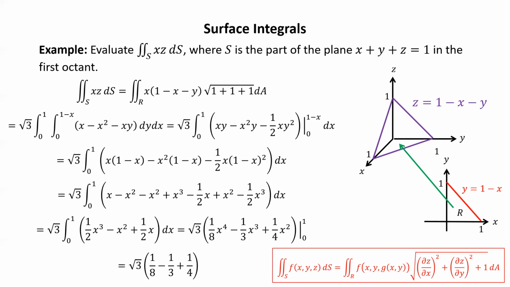Plug in the 0 and 1. When we plug in the 0, it just goes away. So let's just plug in the 1. We get 1/8 minus 1/3 plus 1/4. Simplifying this gives us root 3 over 24. Once again, you might want to do all these last few computations yourself. They're all very, very straightforward, a little tedious. So you might want to just check it carefully yourself to make sure you get the same answer.